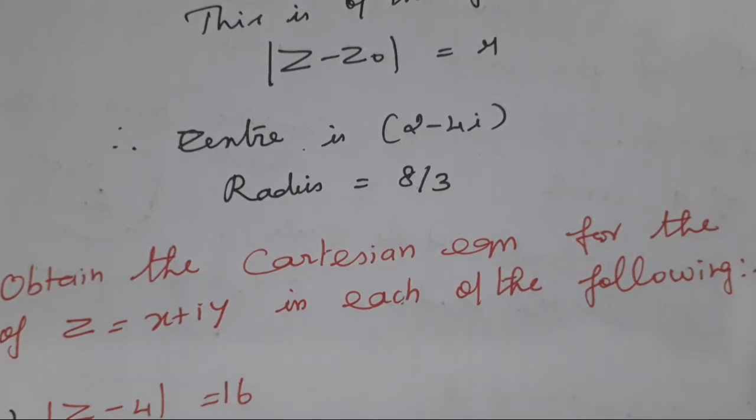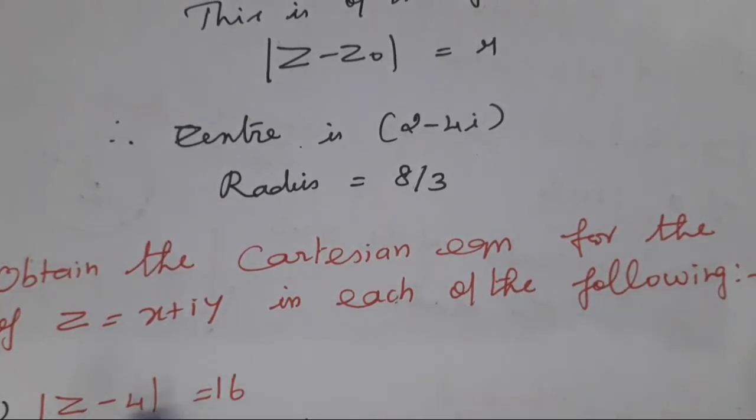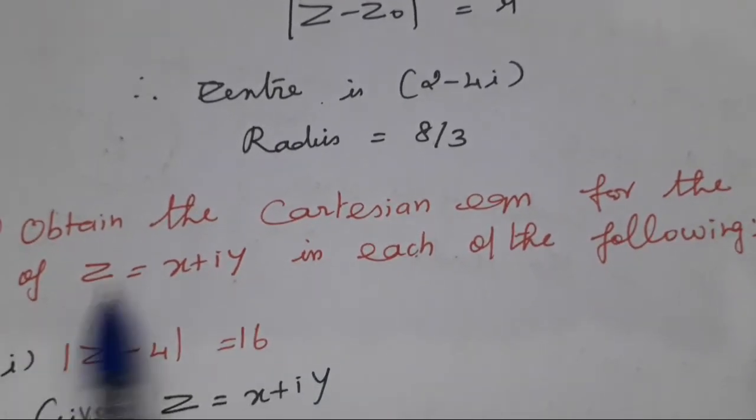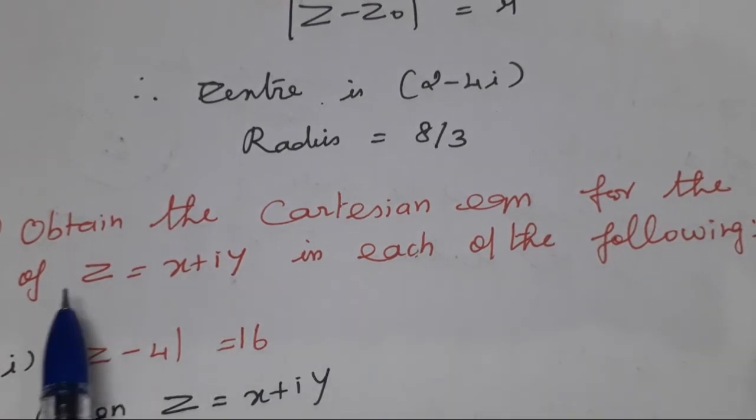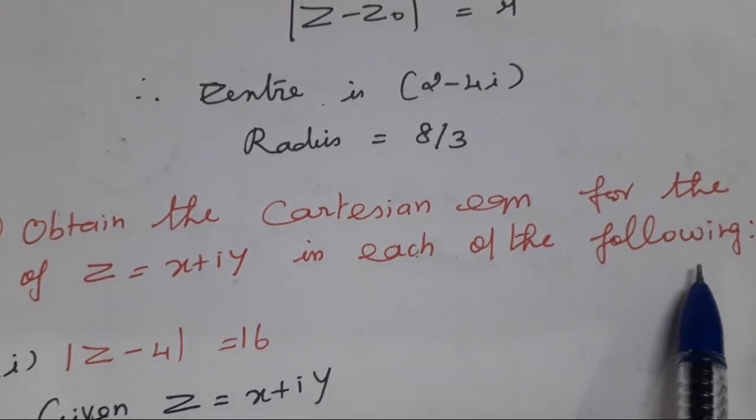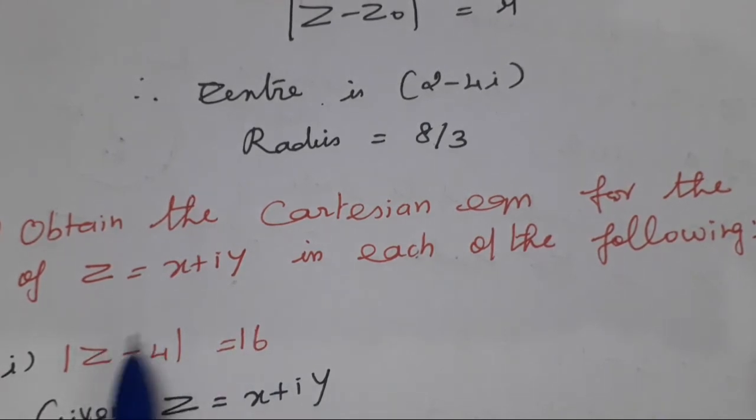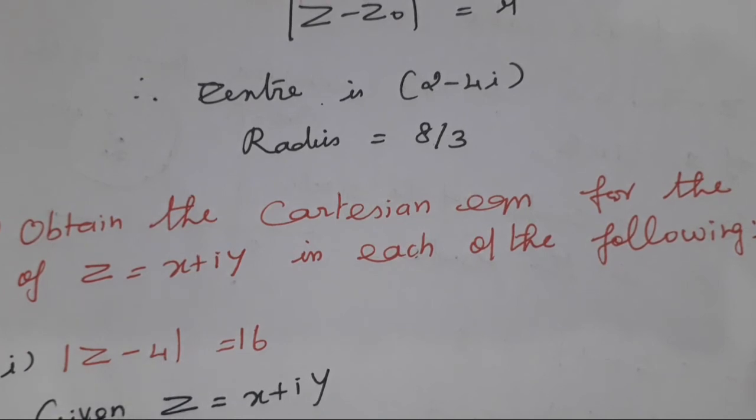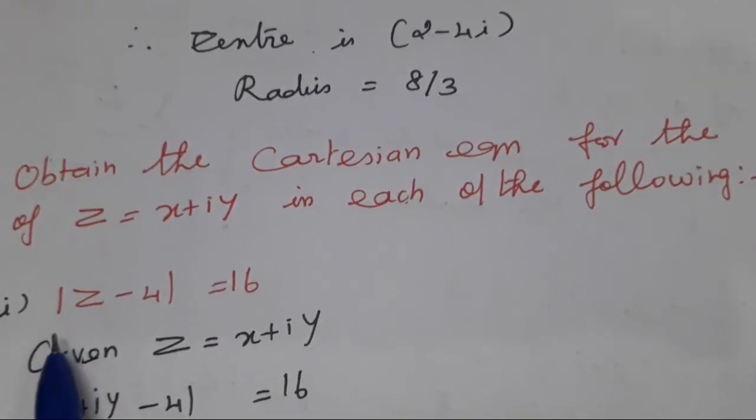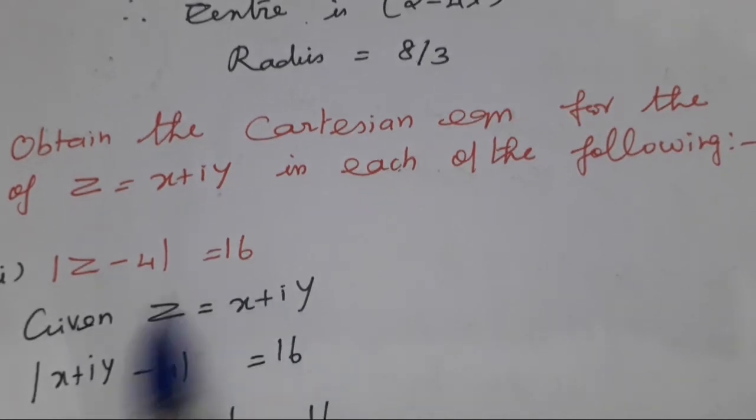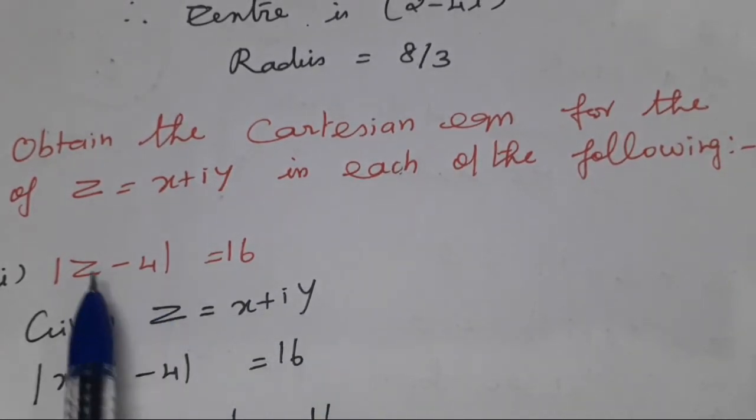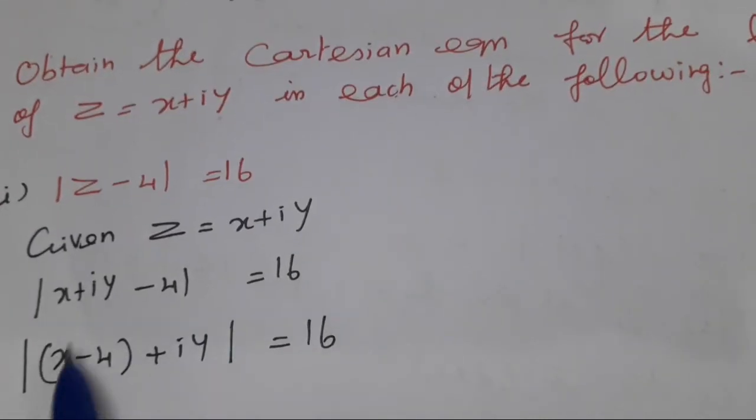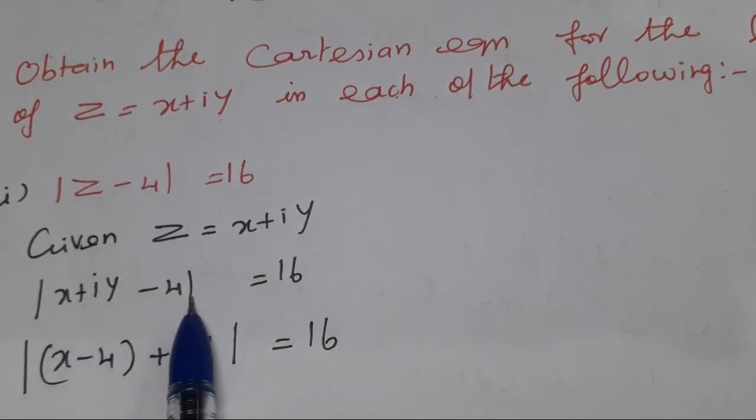Next, the fifth sum, part one. Listen here. Obtain the Cartesian equation of the locus. Again we find the Cartesian equation. Obtain the Cartesian equation for the locus of z equals x plus iy in each of the following. The question is given in modulus form, and we frame the Cartesian equation. So what is the first one? Modulus of z minus 4 equals 16. Given z equals x plus iy, instead of z we write modulus of x plus iy minus 4 equals 16. Now see, arrange the real part as well as the imaginary part.